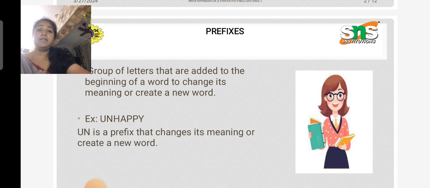A group of letters that are added to the beginning of a word to change the meaning or create a new word is called a prefix. For example, unhappy. Happy is a base word. You are adding un as a prefix that changes its meaning and creates a new word.